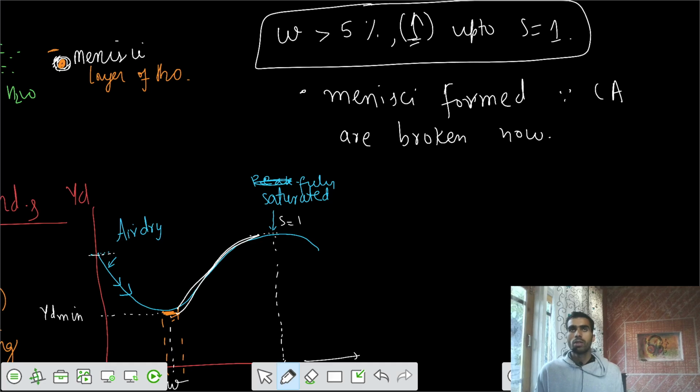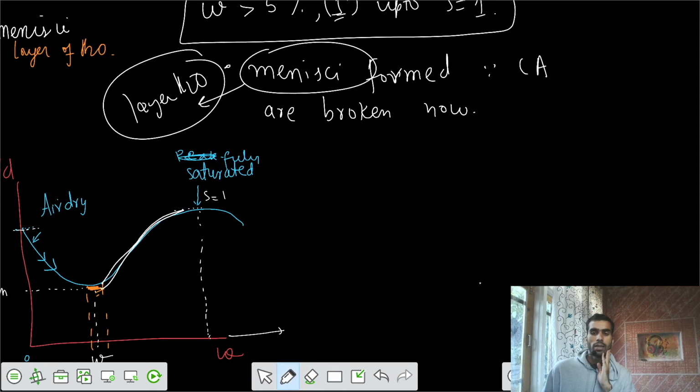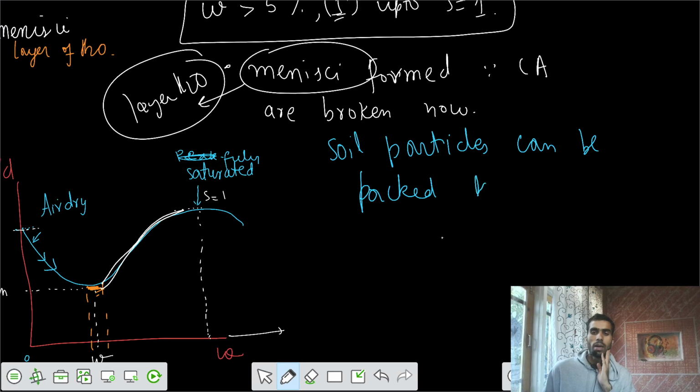This is the layer of water, and this layer is now broken. Now the soil particles can be easily packed, packed more efficiently, in a better way. They are now coming closer and closer because water is increased such that the menisci are broken.